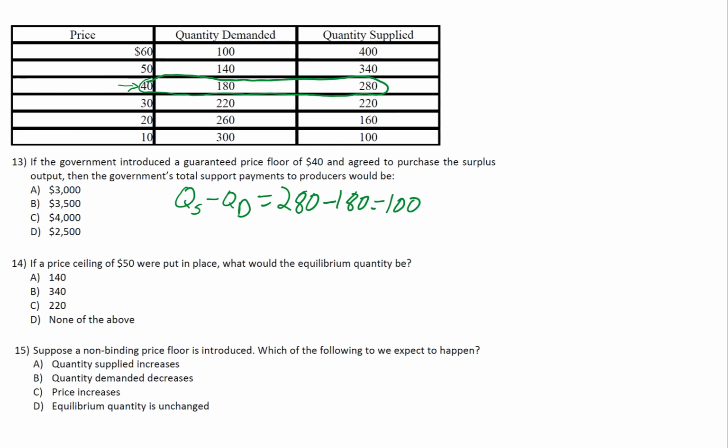The government has agreed to purchase all of those at $40. So government's total support payments, 100 units times $40 per unit, is equal to $4,000.